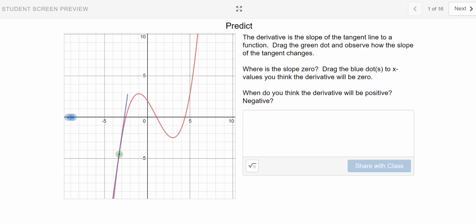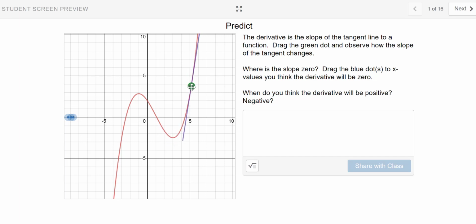We're going to review your Desmos activity and explore the graphs of derivatives. So we have a reminder here that the derivative is the slope of the tangent line to a function at a given value. So if we drag this point along our function, we can observe how that changes the slope of the tangent line for any given point.